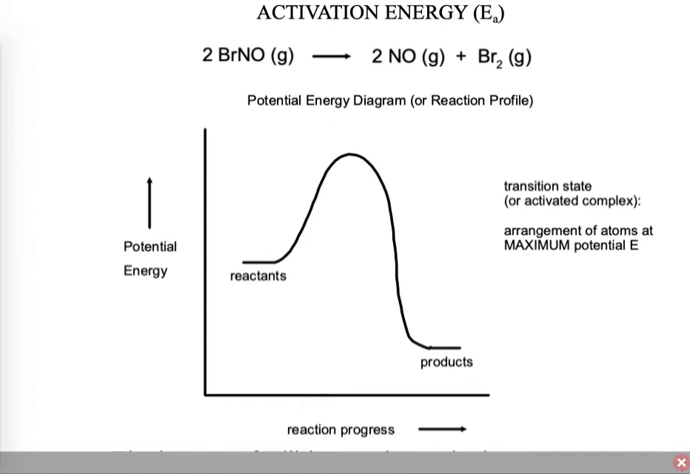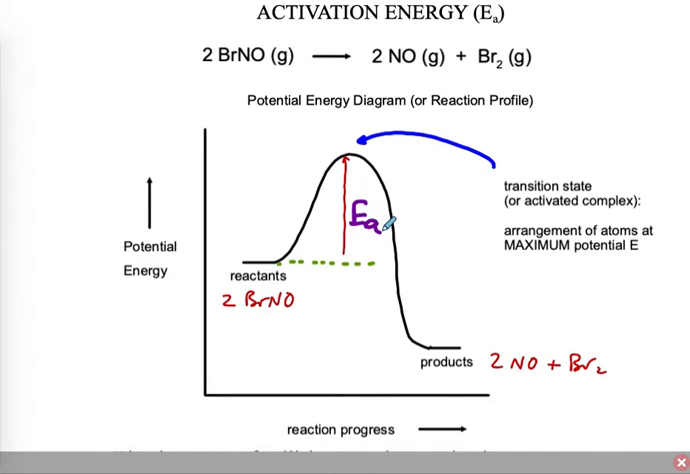We show the potential energy of the reactants and products. So here we have our two molecules of nitrosyl bromide. Here we have our two molecules of nitrogen monoxide and one molecule of Br2. If I were to draw a dotted line here and draw an arrow going up to the peak of the curve, this corresponds to what's called the transition state or the activated complex. And that is simply the arrangement of atoms that corresponds to the maximum potential energy. The difference in potential energy between the reactants and the transition state is the activation energy, E sub A.